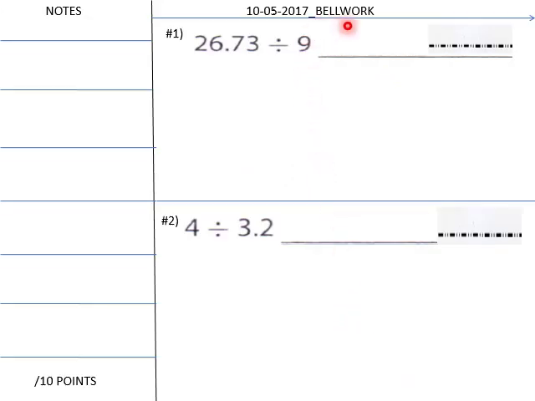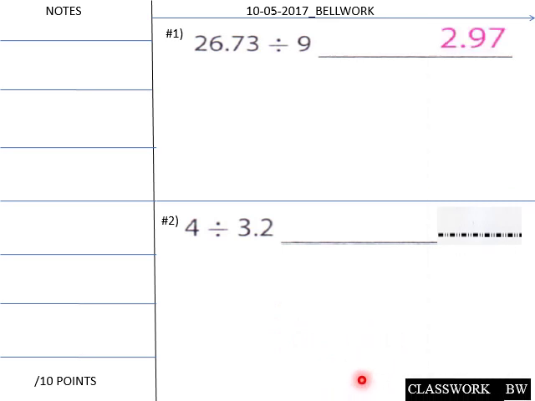And let's go into the bell work today, students and teachers. Here's your bell work for today. 26.73 divided by 9, students, and 4 divided by 3.2. Put your answers here. Teachers, give your students about 5 minutes for that. See you in 5.